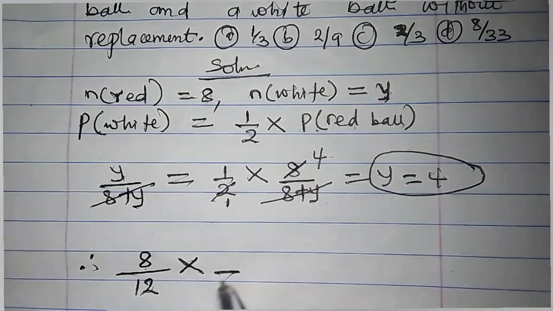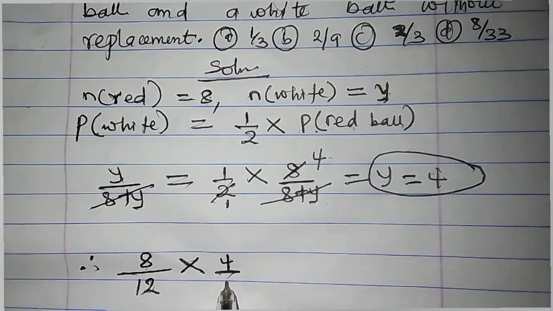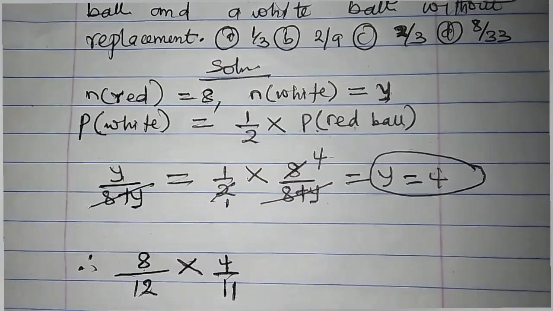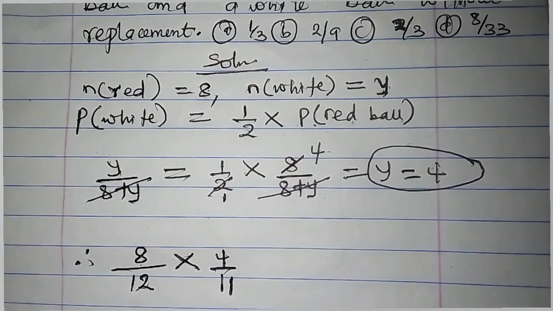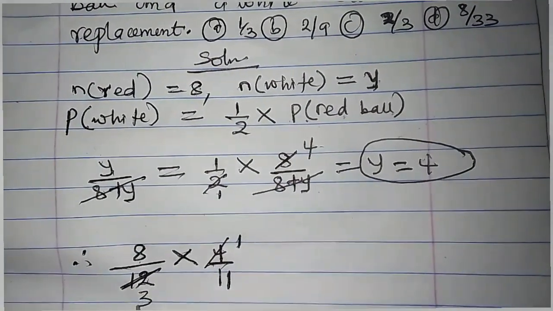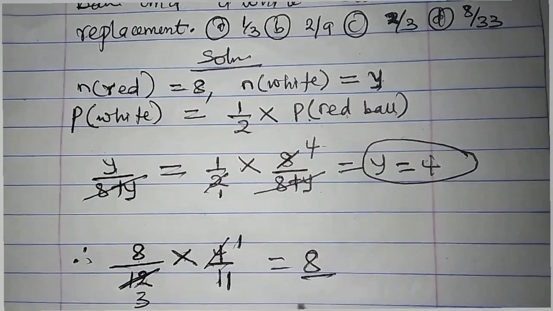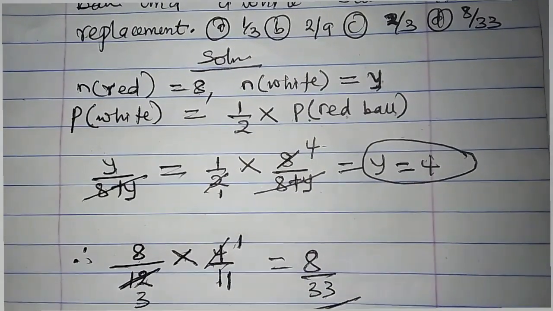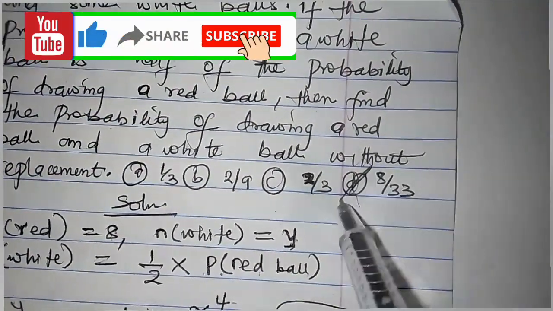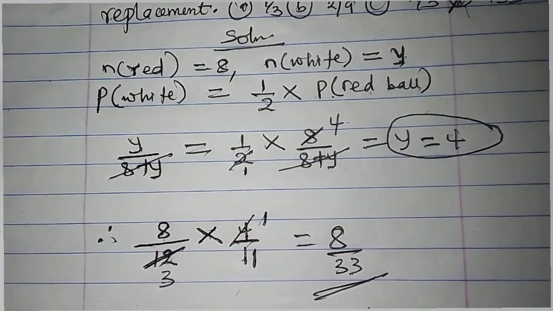So, how many white balls are in the bag? 4 white balls. The total will no longer be 12 because I have picked 1 red, so it will now be 11. This is the notion of probability without replacement. 4 here is 1, 4 here is 3. 8 times 1 is 8. 3 times 11 is 33. This is the solution to the very problem, and option D gives me the correct answer. So I'll move to the next question right away.